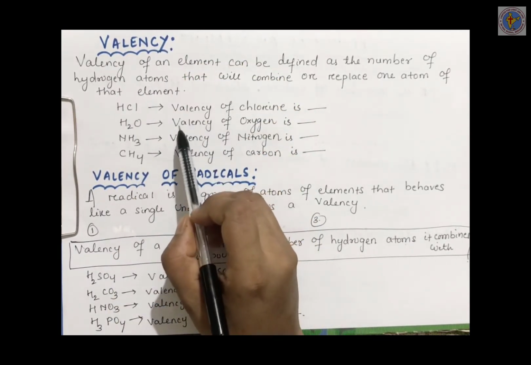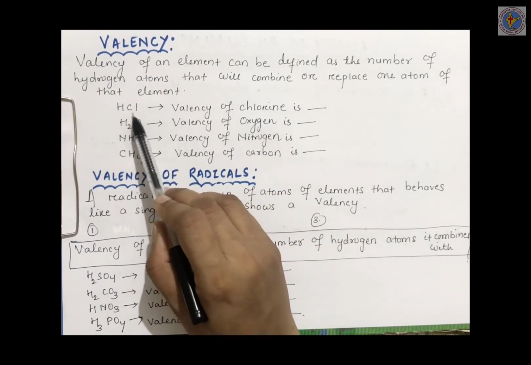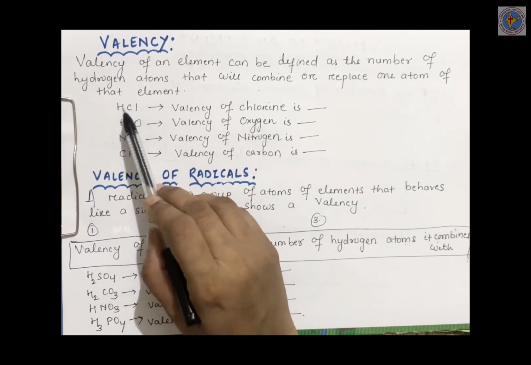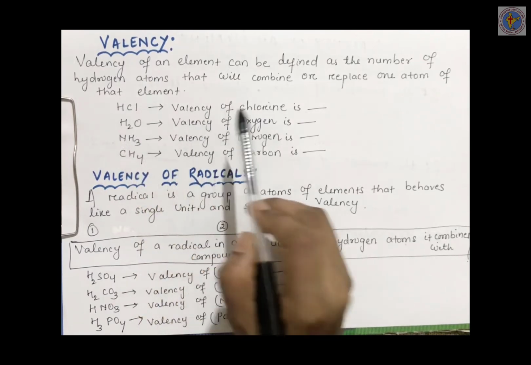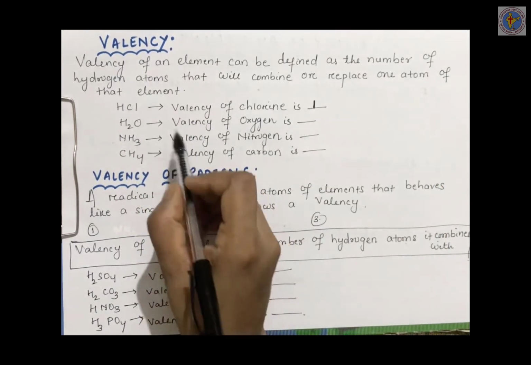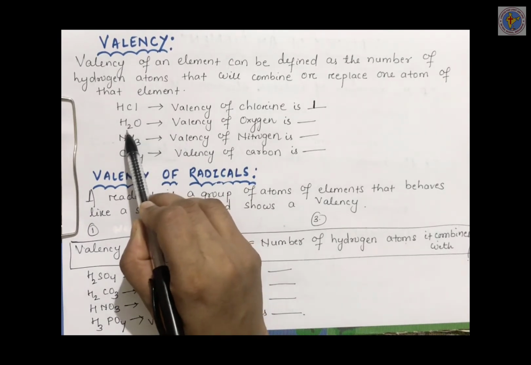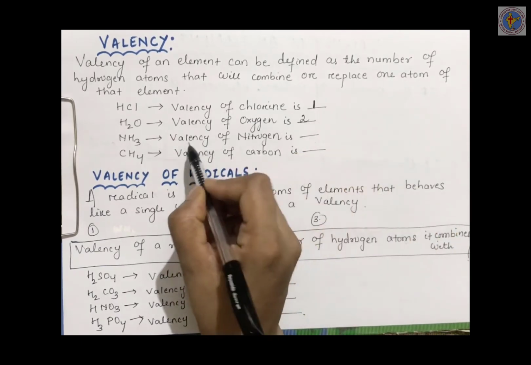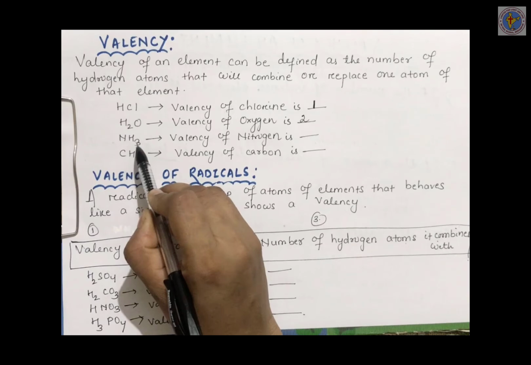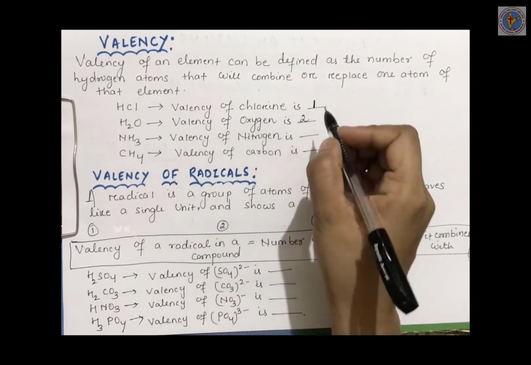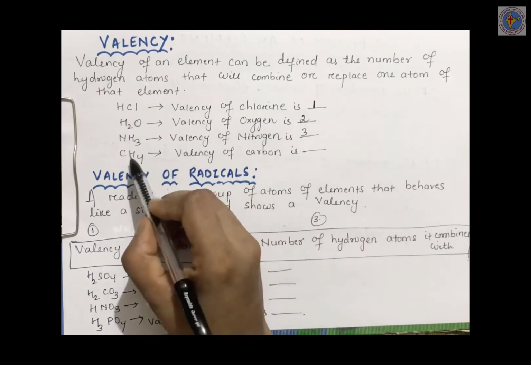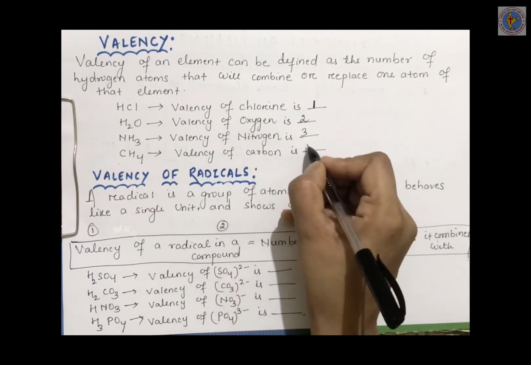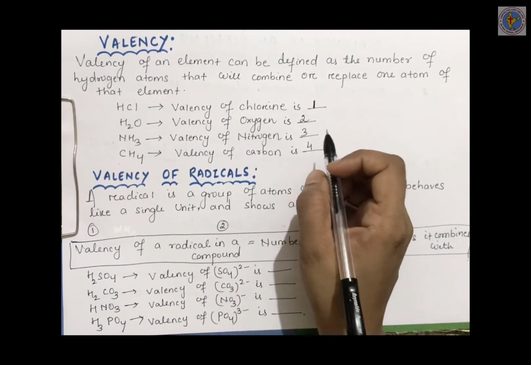Okay, so here HCl. Here you can see very clearly that chlorine atom combines with one hydrogen atom. So valency of chlorine is 1. Similarly, oxygen atom combines with 2 hydrogen atoms. Okay, so valency of oxygen is 2. Here nitrogen atom combines with 3 hydrogen atoms. So valency of nitrogen is 3. Similarly, carbon atom combines with 4 hydrogen atoms. So valency of carbon is 4. So like this we can find the valency of an element.